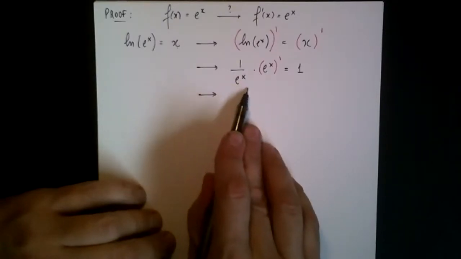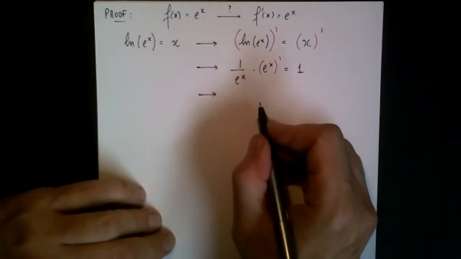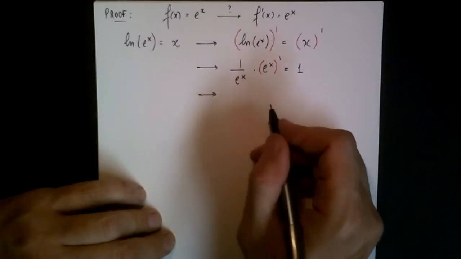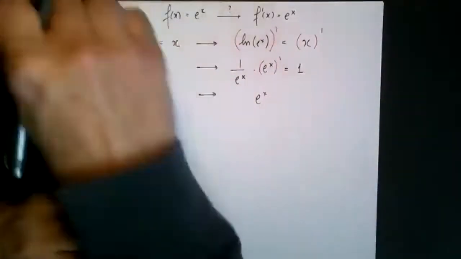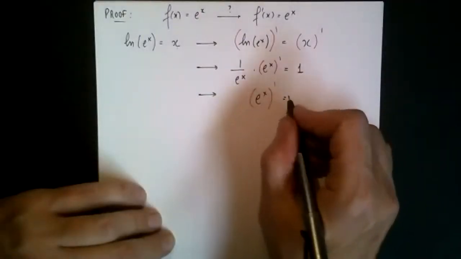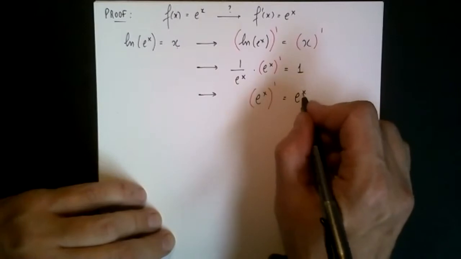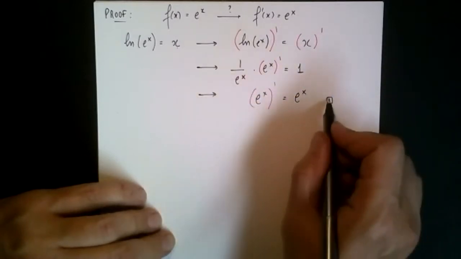And then I'm going to send the e power x up here, and so I'm going to get e to the x prime equals e power x times 1, e to the x. And that's it, I proved it, that the derivative of e power x is e power x.